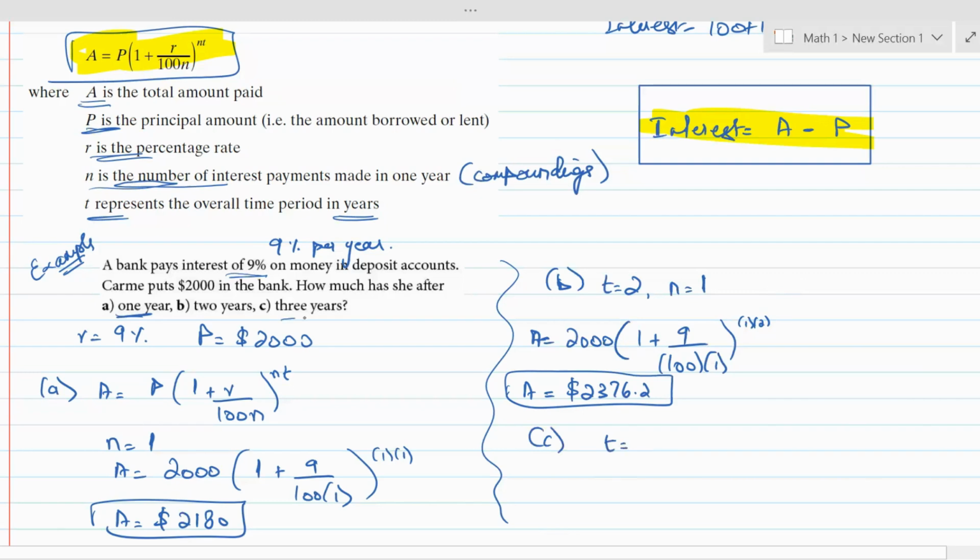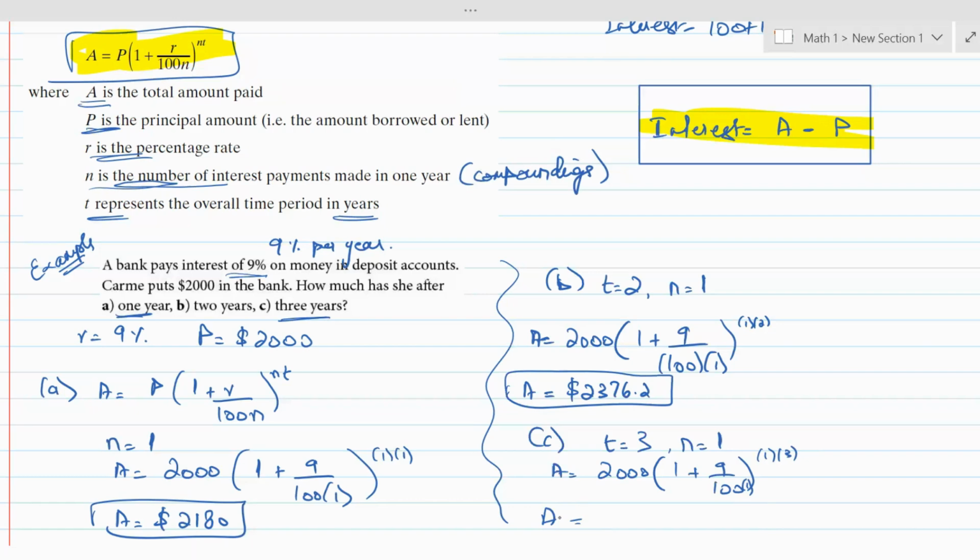Part C. Time is now 3 years. Number of compounding is still 1. So A equals 2000 into 1 plus 9 upon 100 to the power 1 into 3. Now we're getting this amount as 1 plus 0.09 raised to the power 3 multiplied by 2000. So 2590.